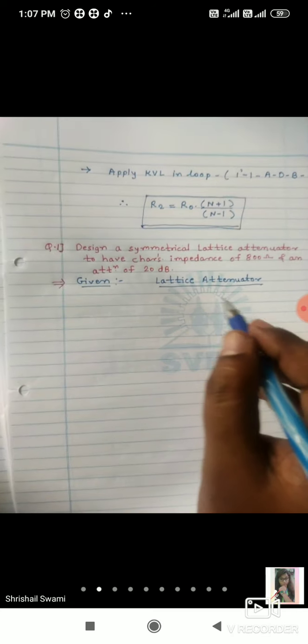Whatever the question will be, the nature of the question will be the same. Only they will change the value of impedance, the value of attenuation, and the type of attenuator. According to that, you have to solve the problem. First of all, note down which type of attenuator they have asked. Many students have confusion between lattice and L type. L type is different and lattice attenuator is different. The lattice attenuator consists of a diagonal element, always remember that is the specialty. So we have to design the lattice attenuator.